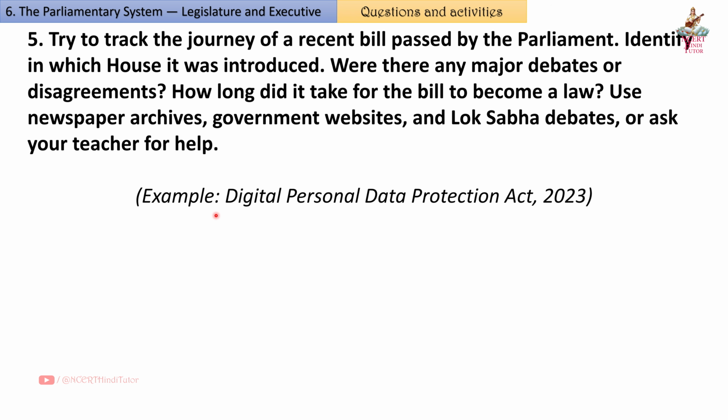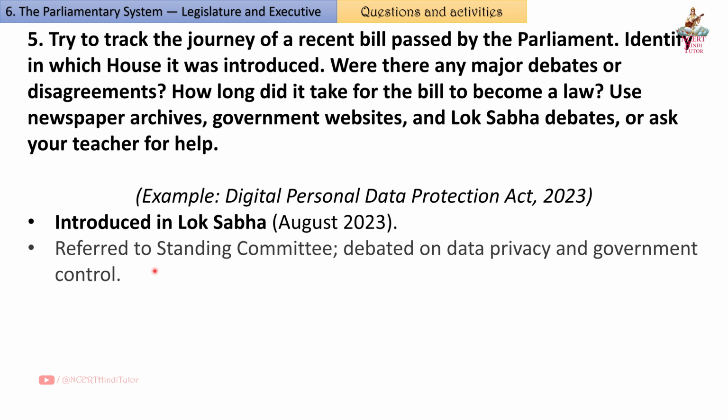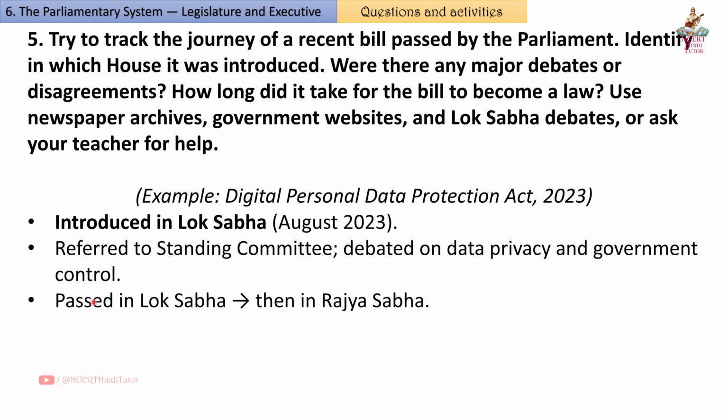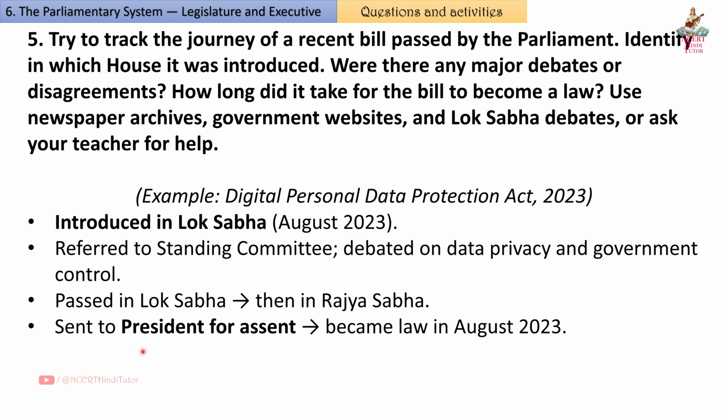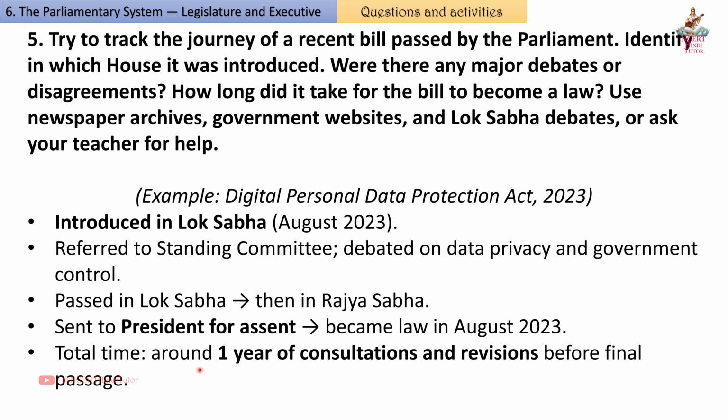Answer. Example, Digital Personal Data Protection Act 2023, introduced in Lok Sabha August 2023, referred to Standing Committee, debated on data privacy and government control, passed in Lok Sabha, then in Rajya Sabha, sent to President for assent, became law in August 2023. Total time around 1 year of consultations and revisions before final passage.